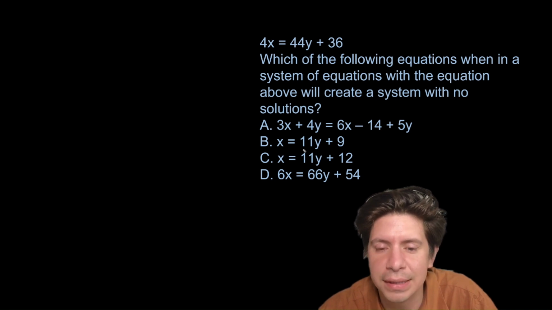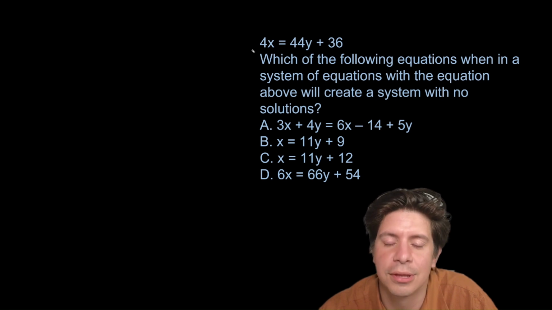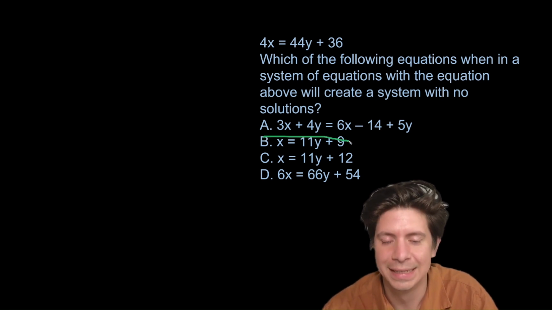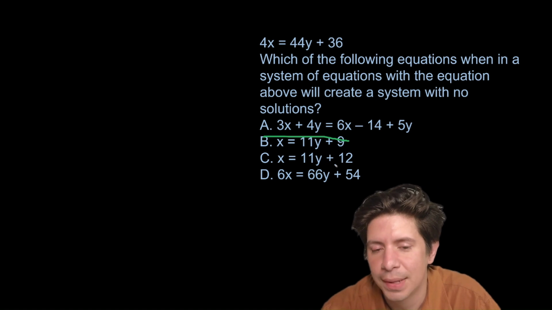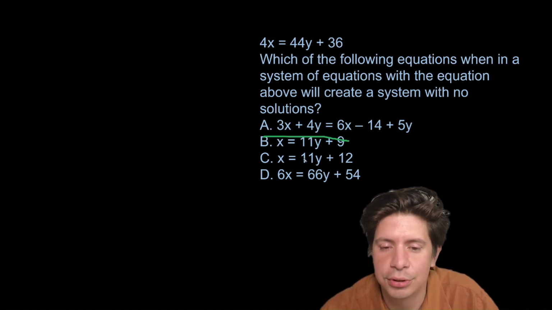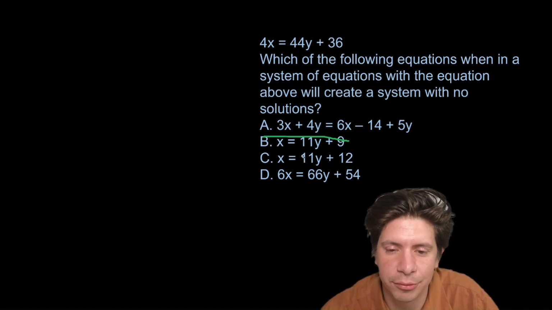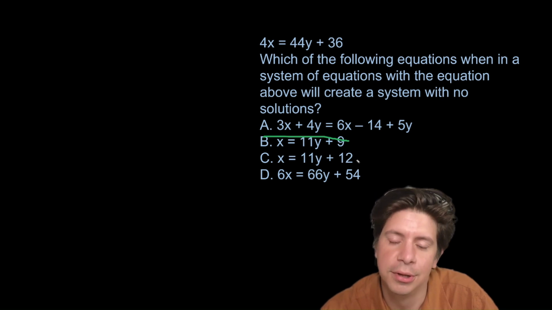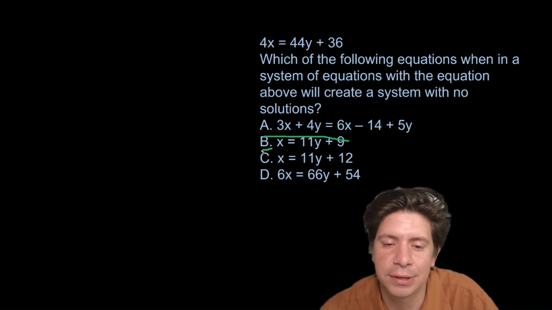So actually B is a simplified version of the original. So they're the same equations. So instead of no solutions, they would have infinite solutions. C, however, has no solutions because these have the 11:1 ratio, but this is a 12:1 ratio, not the 9:1 ratio. So there's a different y-intercept and you'll get C.